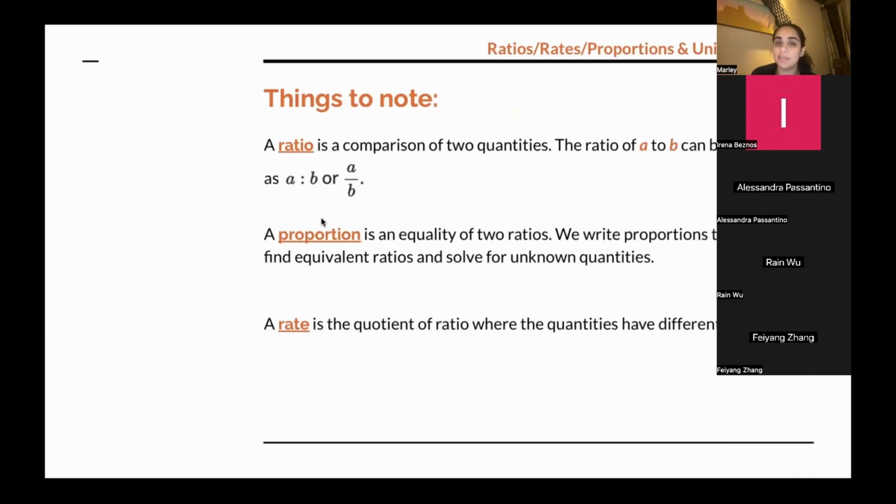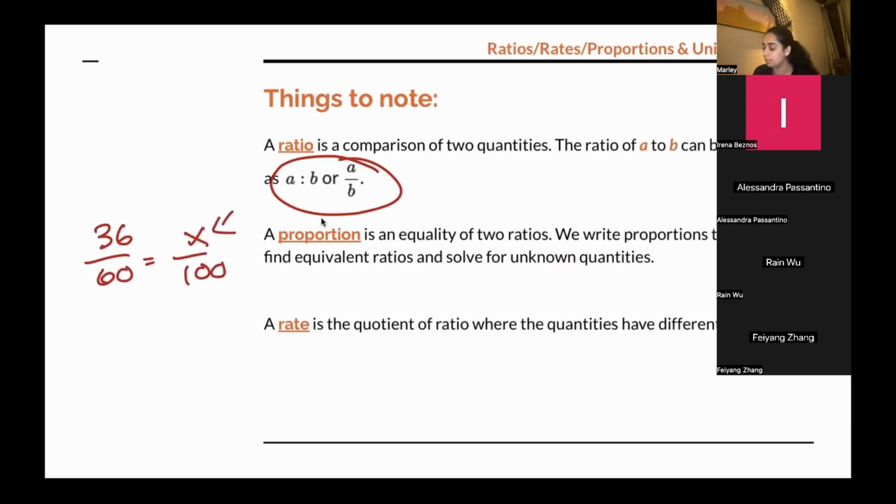A ratio is a comparison of two quantities. The ratio of A to B can be expressed these two ways. A proportion is an equality of ratios. So it's kind of like 36 over 60 equals X over 100 to find the percent of that. And it would help you find an unknown quantity.